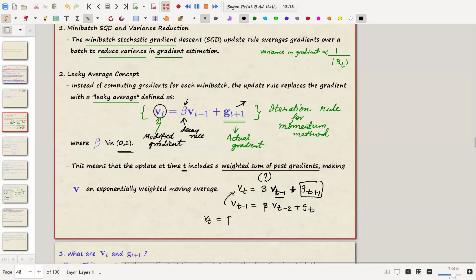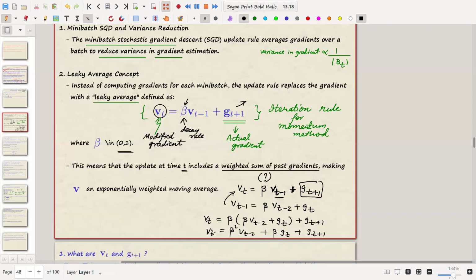So can we use Vt minus 1 here? What is Vt now? Beta times beta Vt minus 2 plus Gt plus 1. So what are you getting? Beta square Vt minus 2 plus beta times Gt plus 1. Can you see something occurring here? Very nice series. You can see the gradient at t plus 1 as usual, then the previous gradient Gt multiplied with beta. I am giving respect to the past gradient. Then I am multiplying beta square with the previous value.